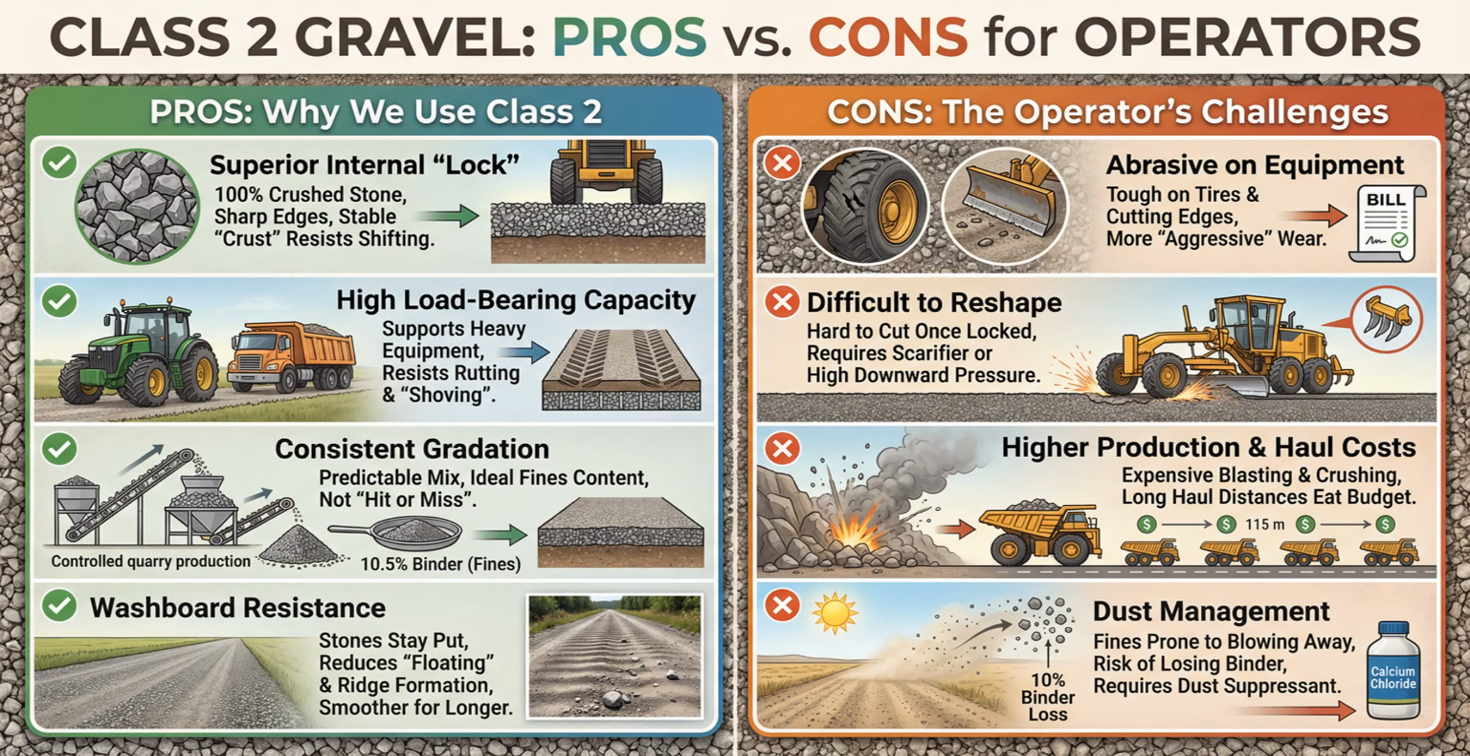Here are the pros and cons for an operator to consider when working with Class 2 gravel. Pros. Why we use Class 2. Superior internal lock. Because it is 100% crushed quarry stone, every particle has sharp, fractured faces. These jagged edges act like Velcro, locking together to create a stable crust that resists shifting.